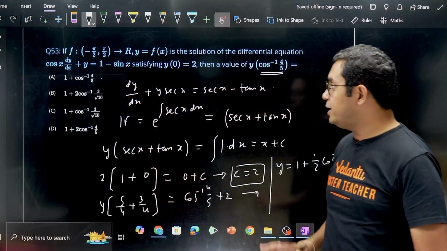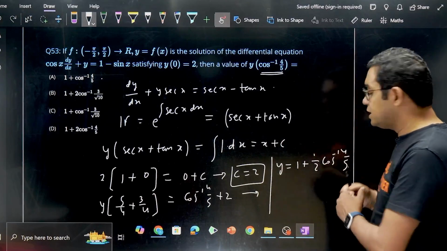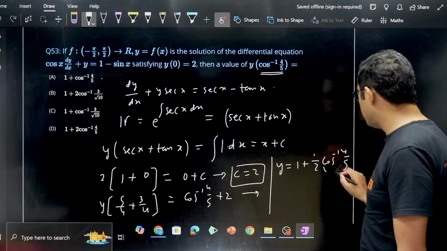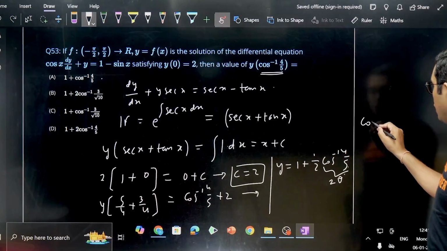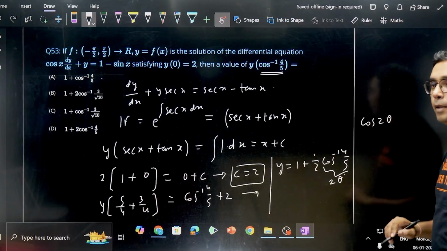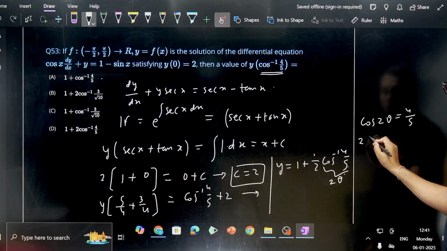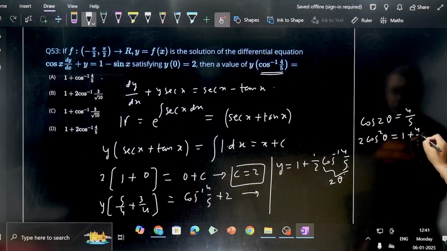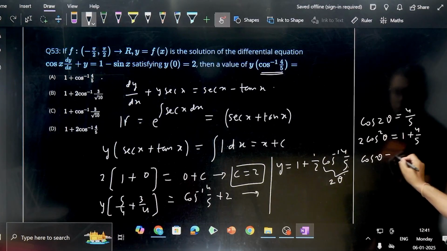Now, because we are not given any option like cos inverse 4 upon 5 without the half, it is not the answer. Maybe we should convert this cos inverse 4 upon 5 into some other cos inverse. Taking this as 2 theta, cos 2 theta will be equal to 4 upon 5. So 2 cos square theta is equal to 1 plus 4 upon 5. So we get cos theta to be equal to root 3 upon 10.